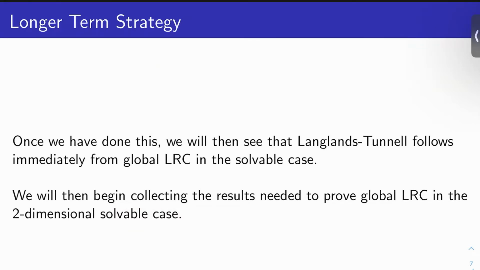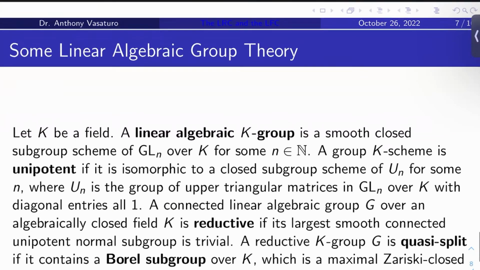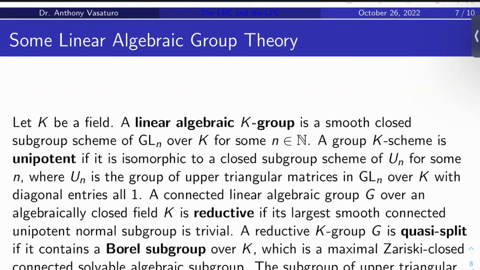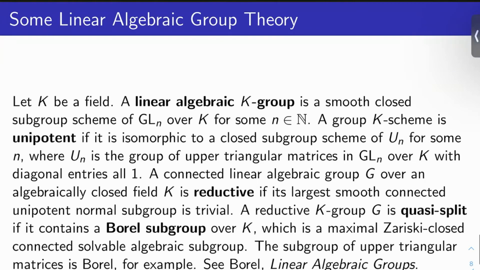So we have a little ways to go, but it sort of breaks down into two steps. See how Langlands tunnel follows from LRC, then prove LRC. All right, I'm going to give you some linear algebraic group theory so that the next slide after this makes sense. Let K be a field.